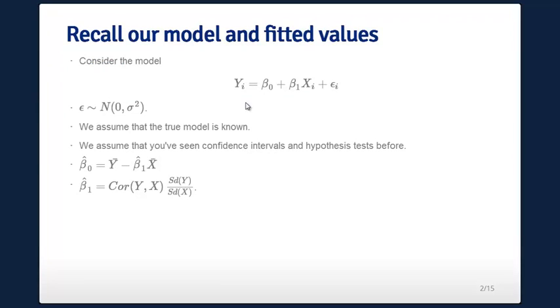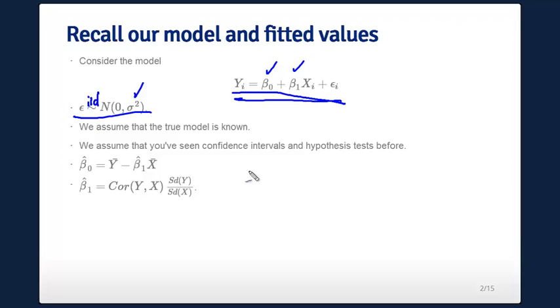So let's just take a minute to review our model and how we fit it. Our model is this: yi is beta naught plus beta 1 xi plus an error term. We're going to assume that the errors are IID normal 0, sigma squared, and that the true model is known, not the parameters, but at least that this model formulation with the sampling model is all correct. What we're missing is that we don't know beta naught, we don't know beta 1, and we don't know sigma squared.